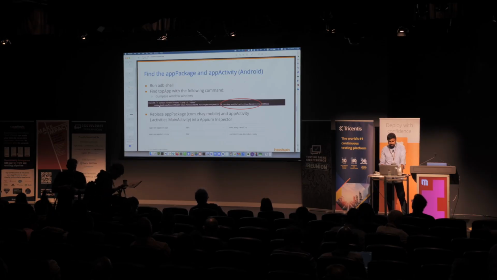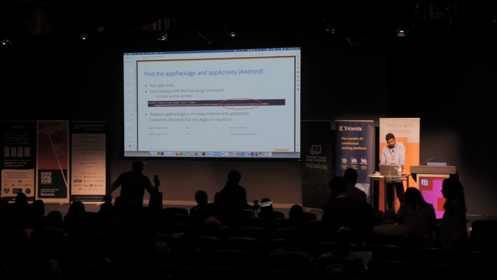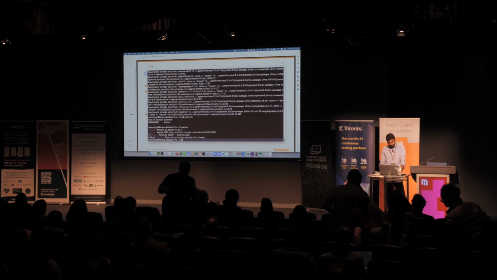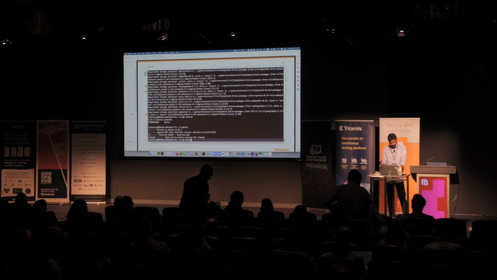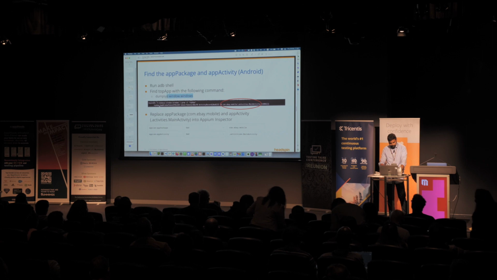Now, the one we actually want to test is this eBay app, which I downloaded from the Play Store. So the hard part here is finding out what is the app package and app activity called. Now, the best way to do this is to use ADB to get into a shell. And there we're in the shell. And then there's a command called dumpsys windows.